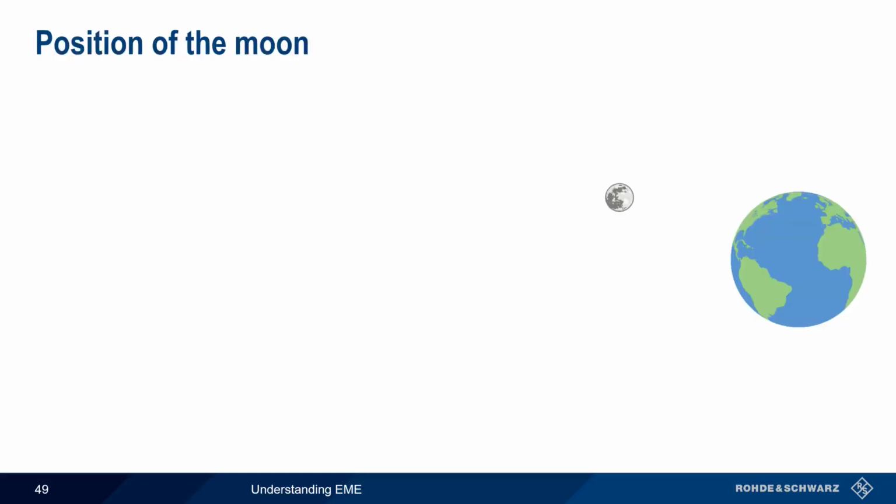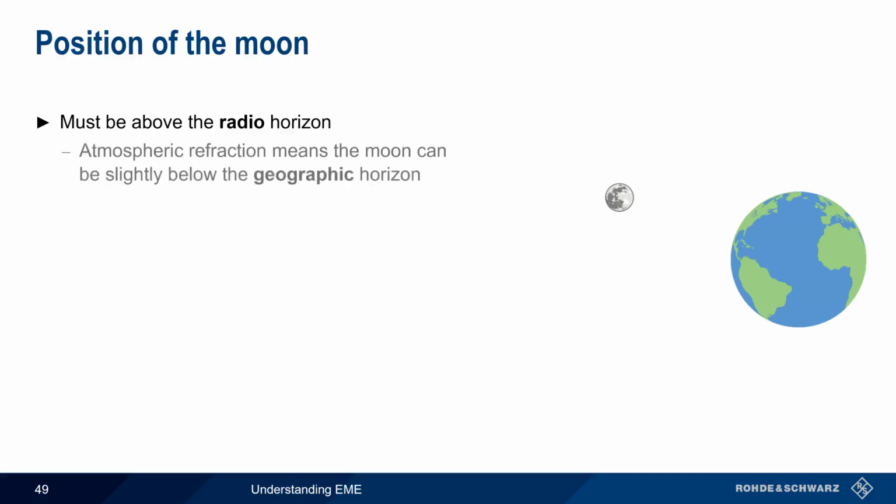Regarding the position of the moon, clearly it must be above the radio horizon for both stations. Atmospheric refraction, which we looked at earlier in this presentation, does however mean that the moon can be used as a reflector even when it's slightly below the geographic horizon. In fact, in some cases, it can be advantageous to operate EME when the moon is low in the sky, as this can provide ground gain of several dB.